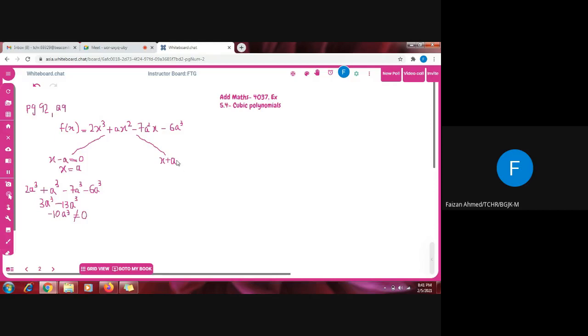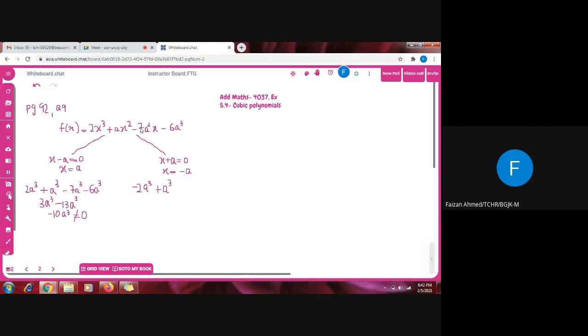Now I will check it with x plus a. x plus a equals 0, and the value of x will be equal to minus a. And now I will put this value of x in the polynomial, starting with the first term. The first term is 2x cube. So I have x equals minus a, so minus a cube will be minus a cube. Moving on to the next term, this will be positive since it is x square. So I will put x equals minus a. So minus a square will be a square. A square multiplied by a will be a cube. So I will write a cube.